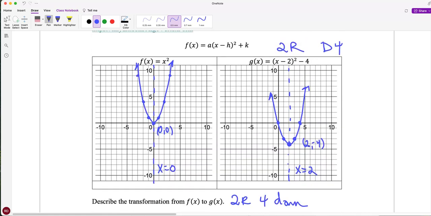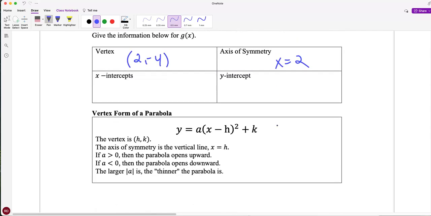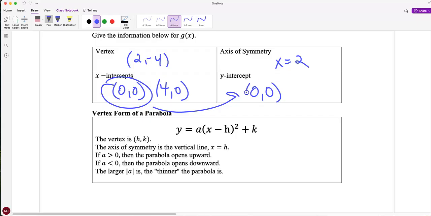The x-intercepts: when I went over 2 and up 4, those are my x-intercepts, 0, 0 and 4, 0. Anytime your x-intercept is 0, 0, it's also your y-intercept, because you find your y-intercept by setting x equal to 0. So there we go.